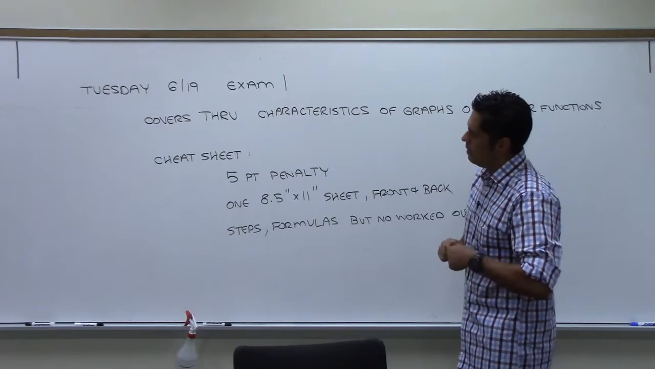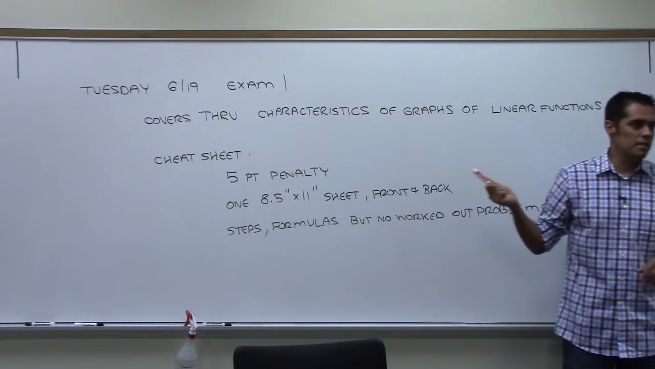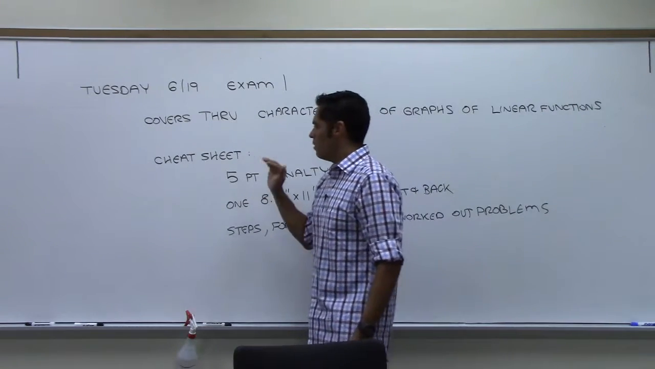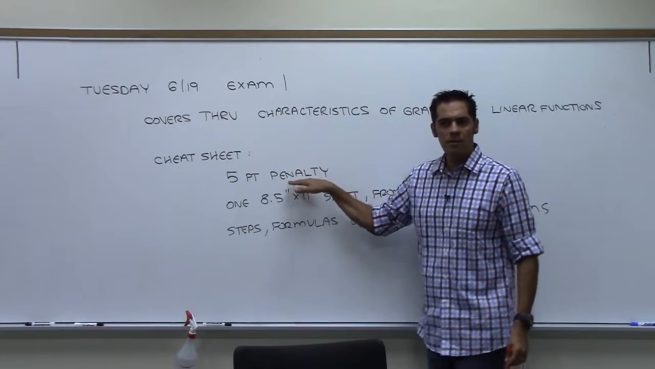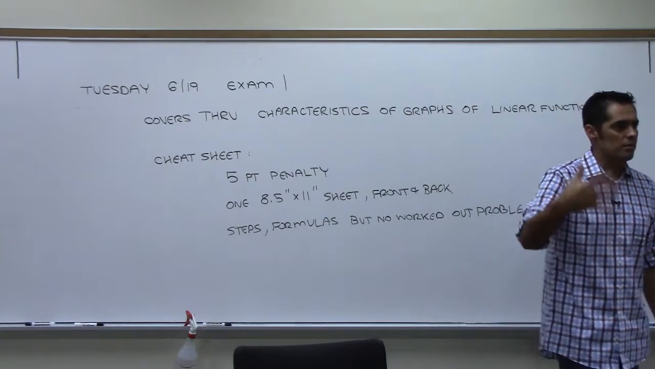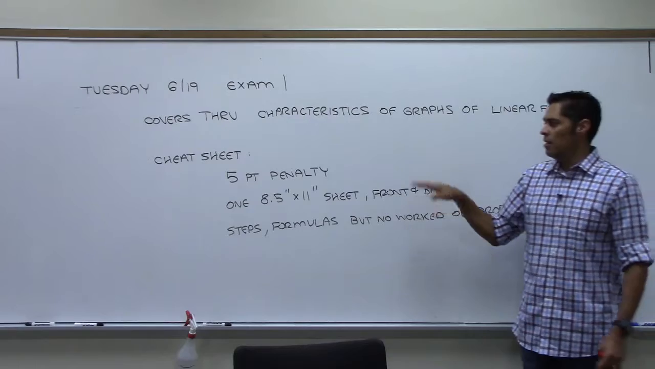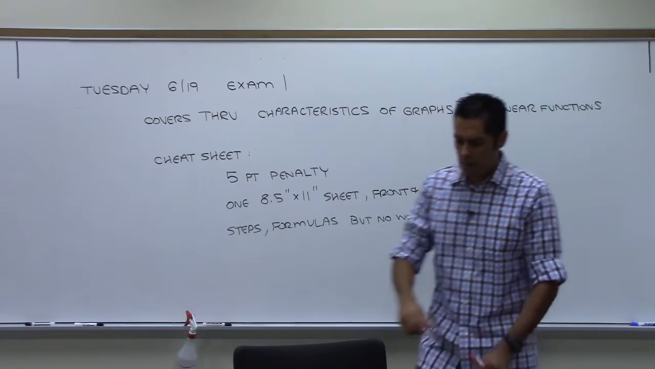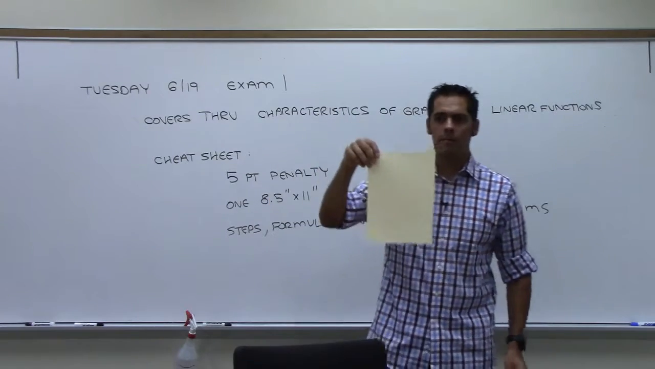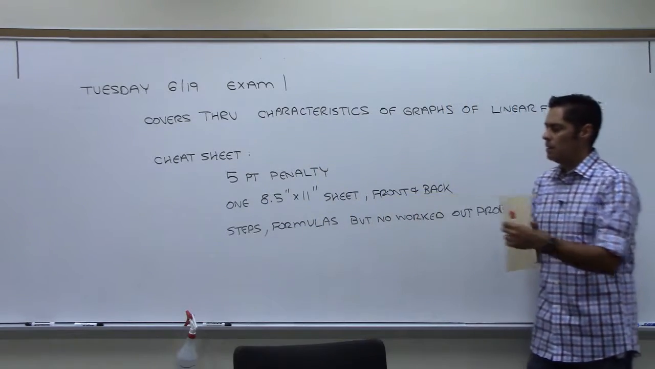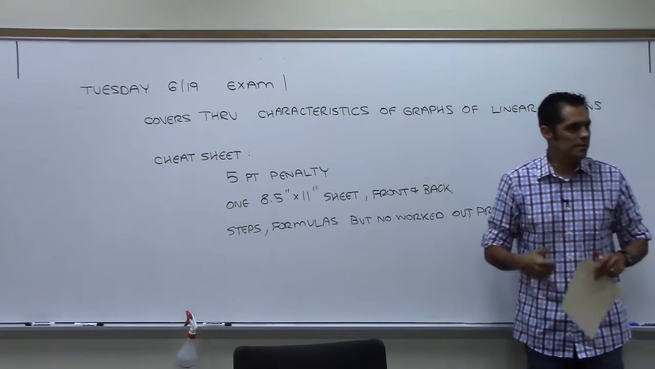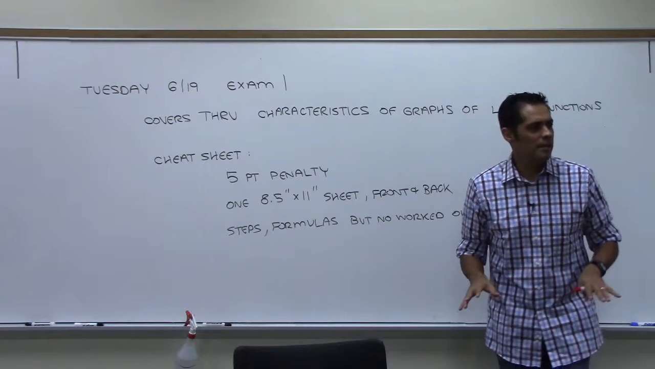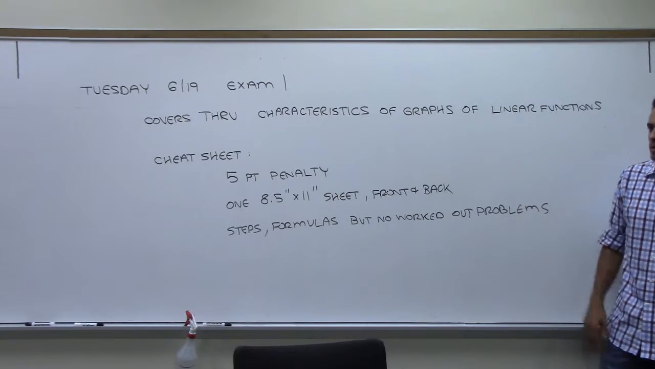All right, and remember I said you could use a cheat sheet, or I was thinking about it, so let's make it formal. You are allowed a cheat sheet for a 5-point penalty. So the highest grade you'll be able to get if you use a cheat sheet is a 95. And that sheet can be a traditional 8.5 by 11 sheet of paper. You can write on the front and the back. You can have any steps, any formulas. If you come up with your own code language that I don't understand, that's fine. You just can't have worked out problems.